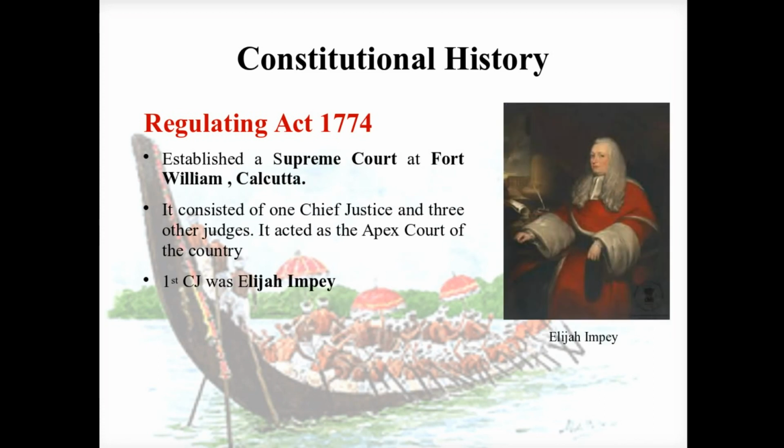Later, the Regulating Act was passed in 1774. This act established a Supreme Court at Fort William, Calcutta. It consisted of one Chief Justice and 3 other judges. It acted as the apex court of the country. The first Chief Justice was Elijah Impey.